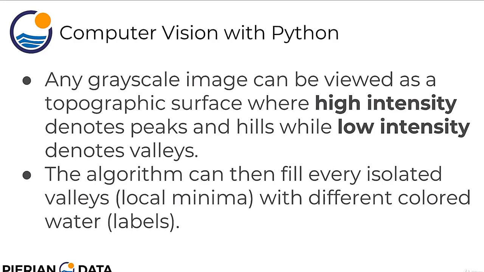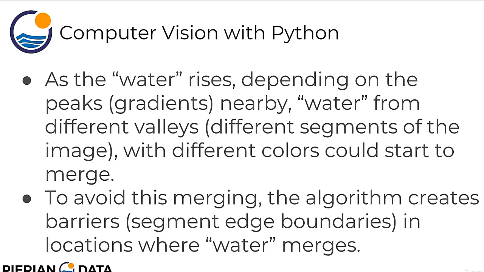Any grayscale image can be viewed as a topographic surface where high intensity denotes peaks and hills, while low intensity denotes valleys. The algorithm can then fill every isolated valley, or local minimum, with different colored water, in this case, labels. So it'll actually be coloring the different segments of our image. As the water rises, essentially the intensity, depending on the peaks, those gradients nearby, the so-called water from different valleys, that is the different segments of the image, are going to be filled with different colors. And if they end up meeting each other, you could imagine that those colors would start to merge, just like if a lake was right next to the ocean and they were getting closer and closer, those two bodies of water would end up merging.